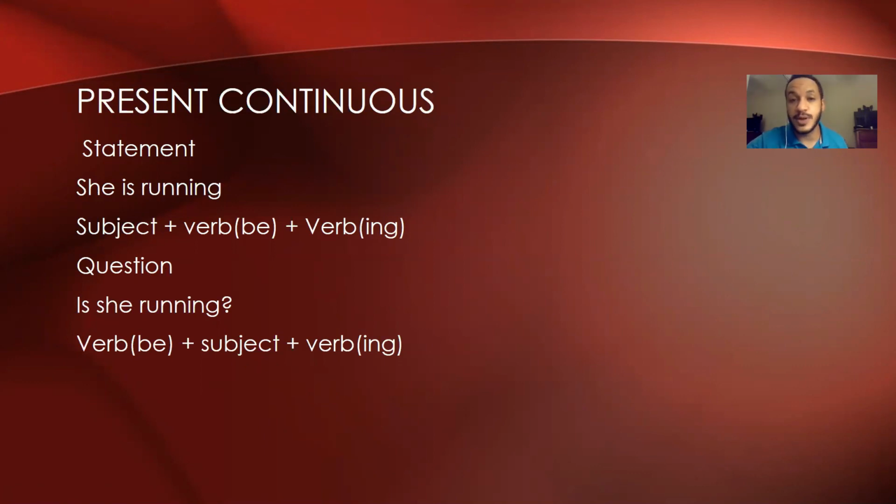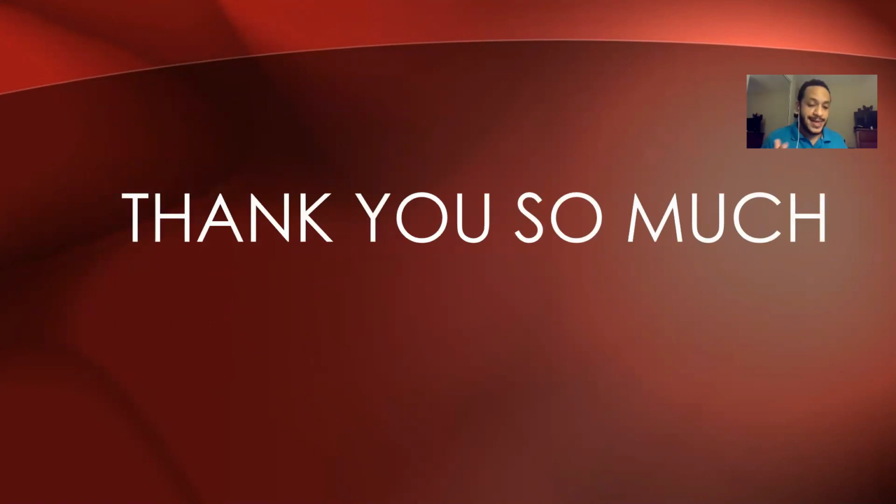Here, for example, she is running. She is running is the statement, right? Now, how do I turn that statement into a question? Easy. Is she running? The difference, the verb be is the first thing that I write as a question. Is. Automatically you put the verb in front of the subject, you turn the statement into a question. So remember that, okay?